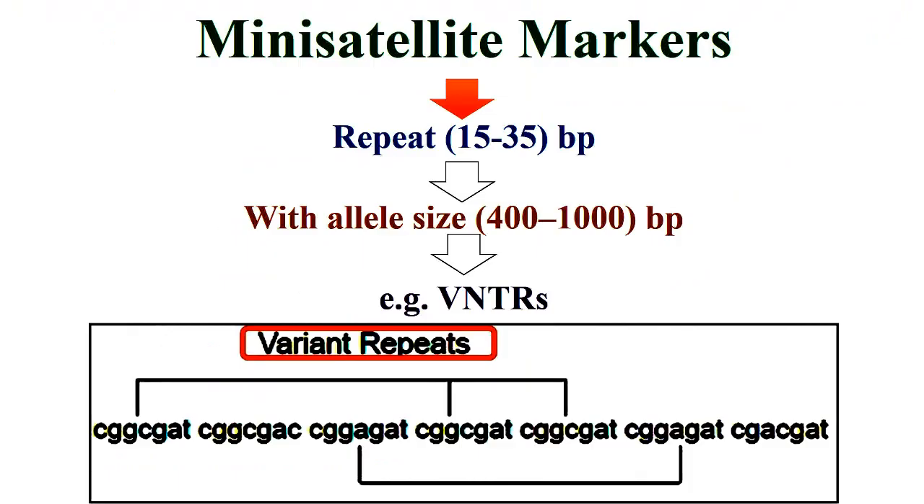On the other hand, mini-satellite markers repeat 15 to 35 base pairs, with allele size 400 to 1000 base pairs, such as VNTR markers, as mentioned inside the slide.